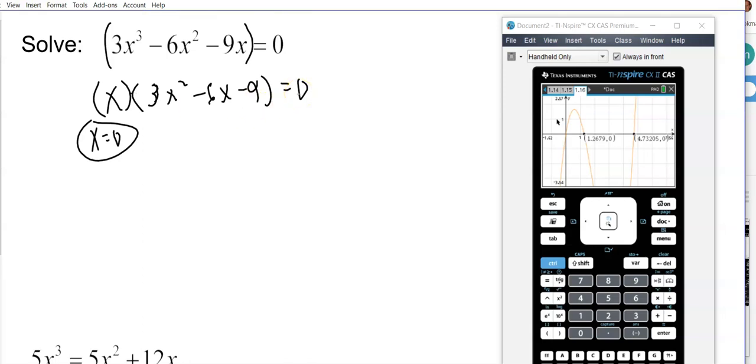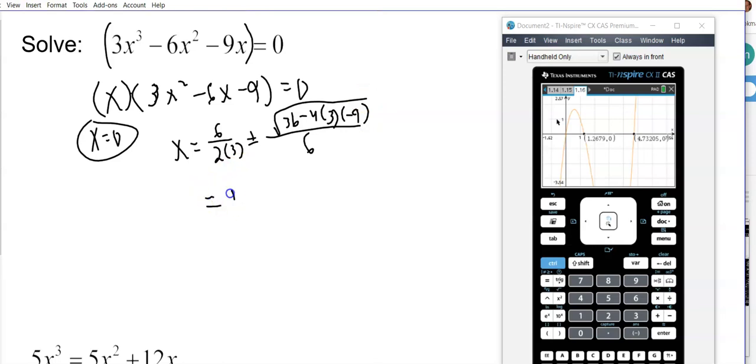Let's try to factor that. It's not looking promising. Let's just do the quadratic formula. So x equals the opposite of b, which would be positive 6, over 2 times 3, plus or minus the square root of b squared, which is 36, minus 4 times 3 times negative 9. So that's really 36 plus, because that's a double negative there, 12 times 9. 12 times 9 is 108. So 36 plus 108.